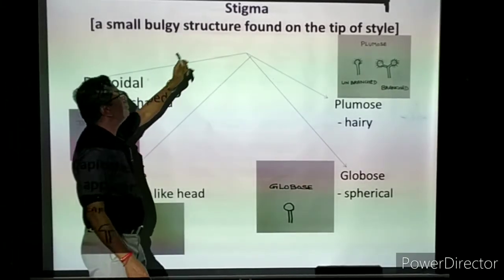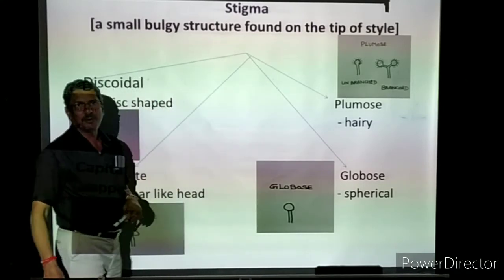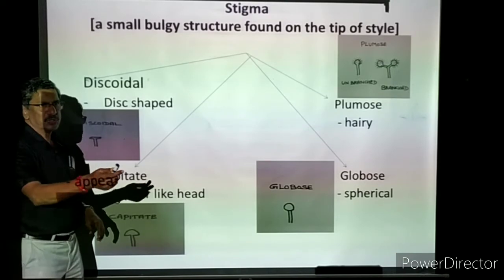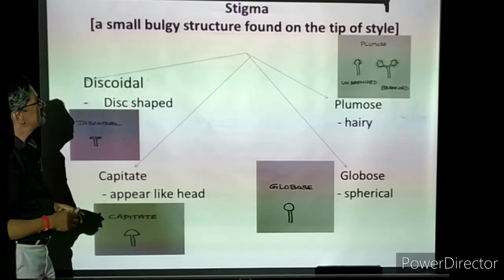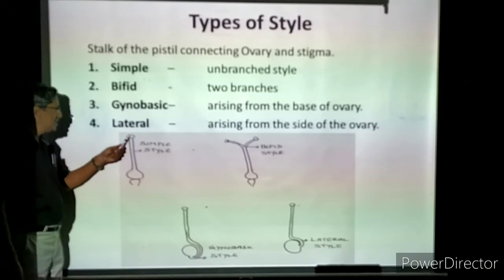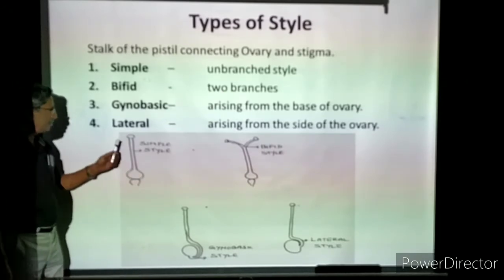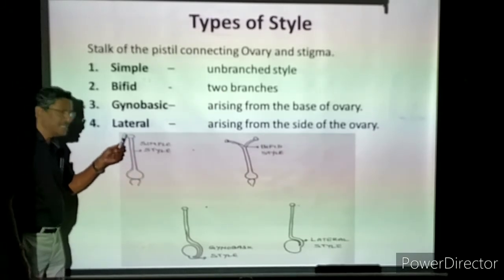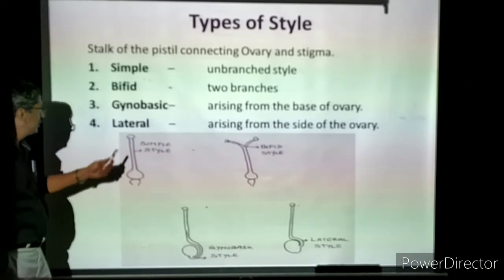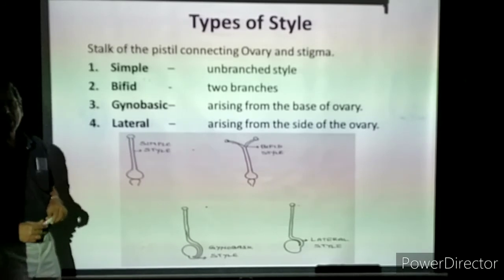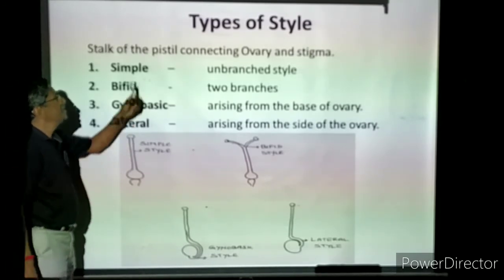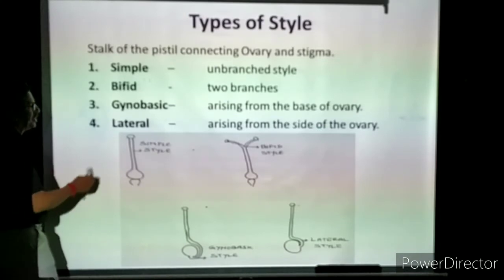Now we have to see what is the importance of stigma. Why is the stigma there? Okay, one slide before, please. Yes. Now we are taking this ovary, style, stigma. Now this stigma is a place where the pollen grains from the anther will come and attach. So it is a place where the pollen grains are received. So that is the importance of stigma.